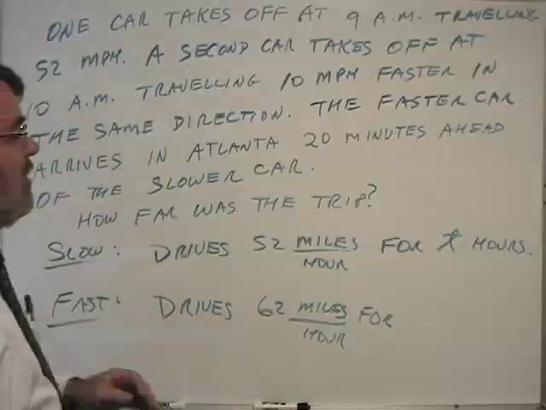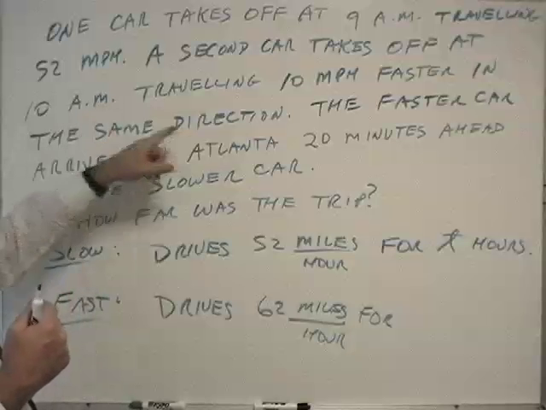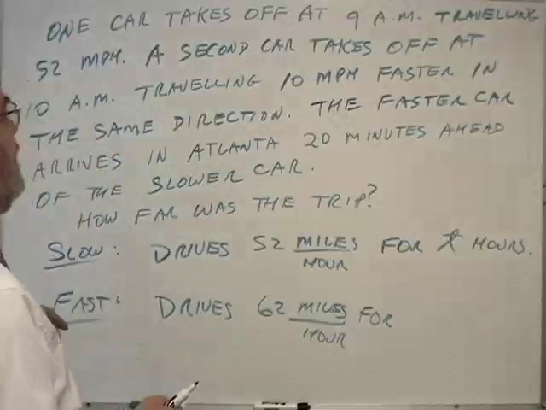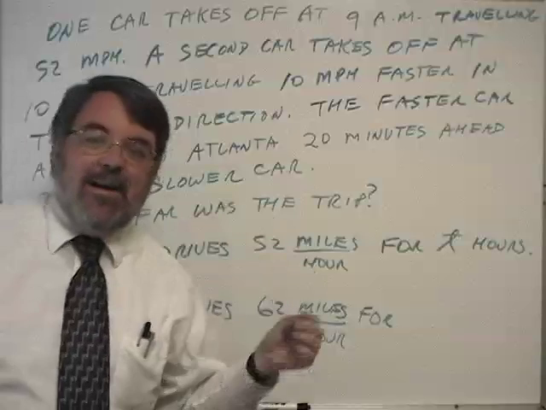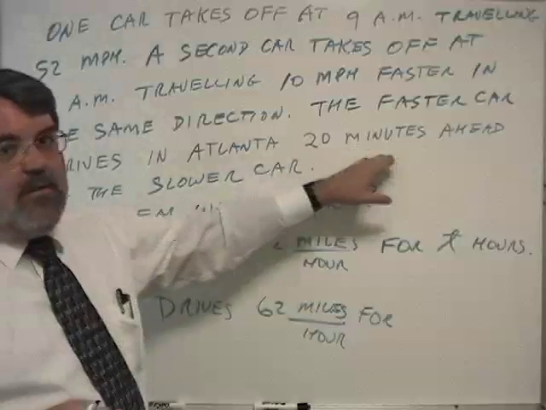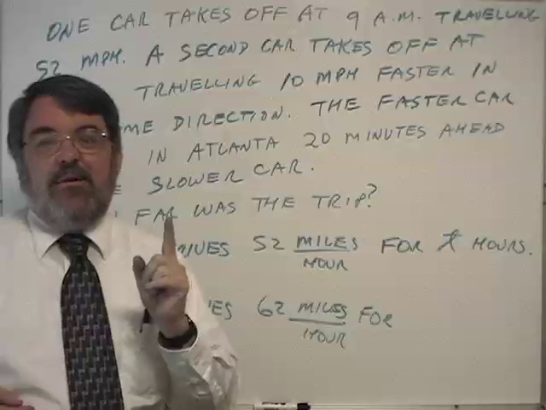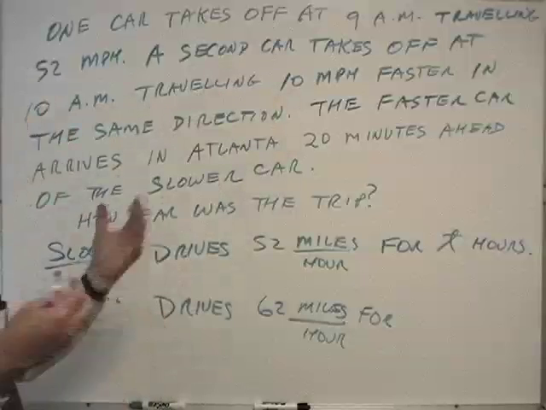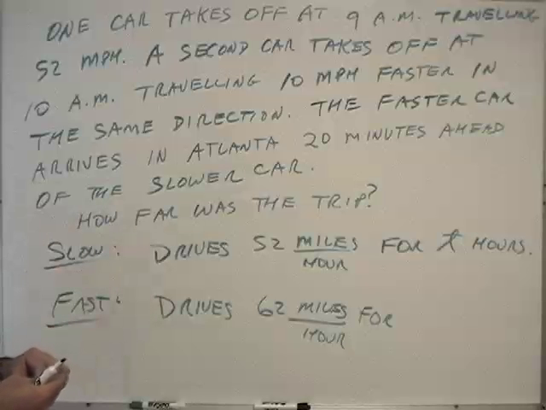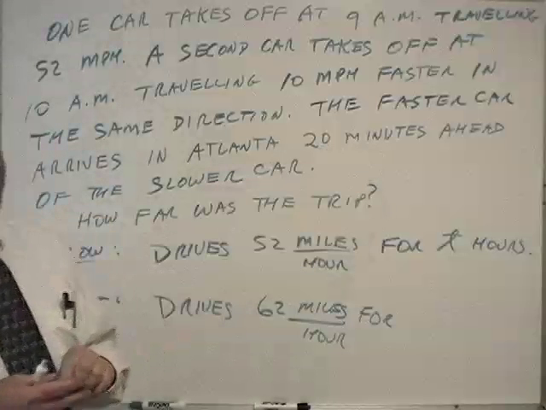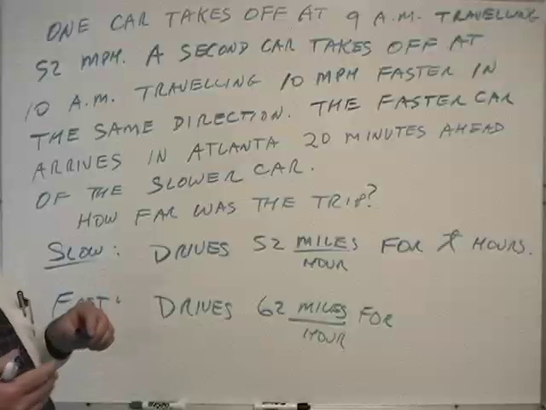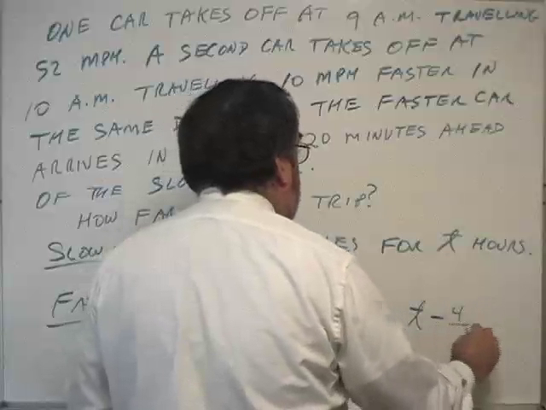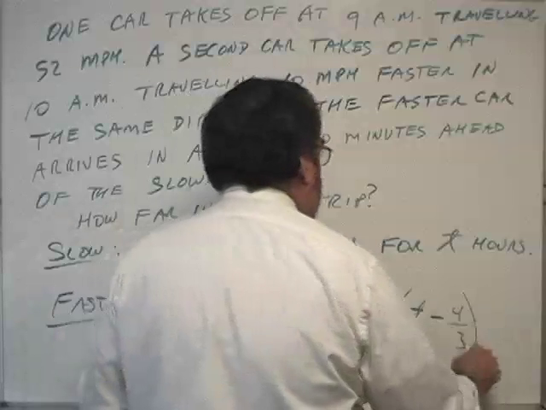Well, this is a little tricky because we're mixing minutes with hours. The faster car took off at 10 a.m., so he drove 1 hour less than the slower car. But also, the faster car arrives in Atlanta 20 minutes ahead of the slower car. So what's the difference there? 20 minutes is 1/3 of an hour. So he beat the slow car by 1/3 an hour. That means he drove 1/3 an hour less at that point. But he also drove 1 hour less because he took off at 10 o'clock rather than 9 o'clock. So the speed difference made a big difference in the long run. If I counted correctly, 1 hour less here, 1/3 hour less there, that's 1 1/3 hours less, or 4/3 fewer hours than what the slow car drove. So he drove for t minus 4/3 hours, since 1 1/3 is changed to 4/3.